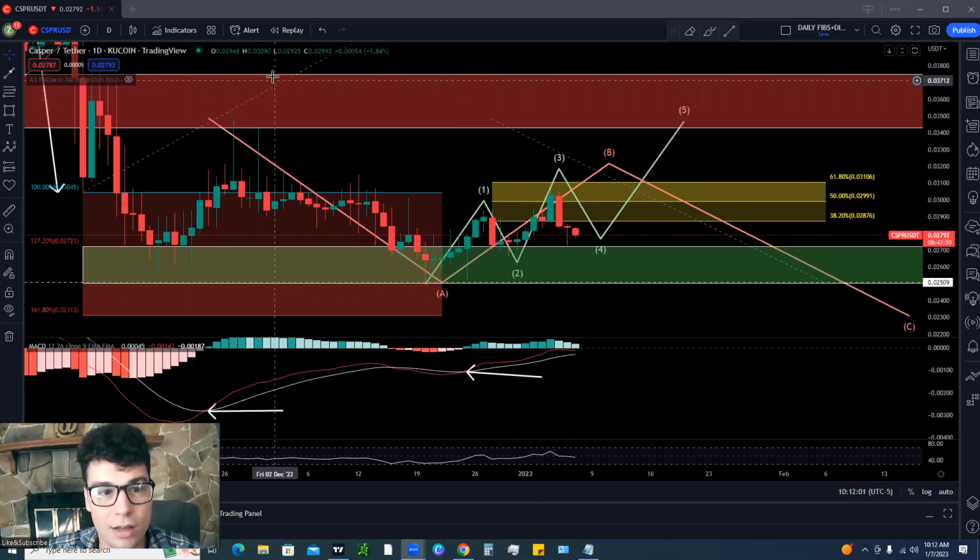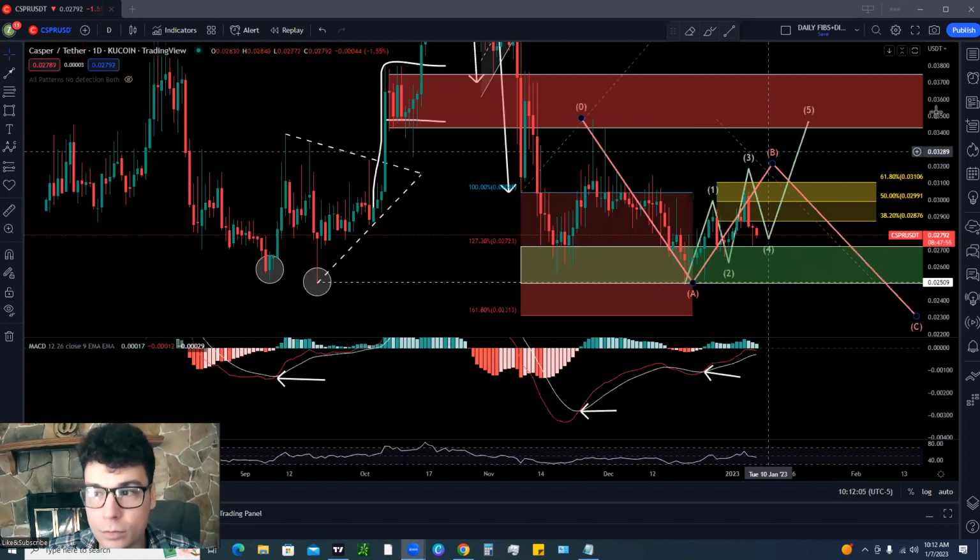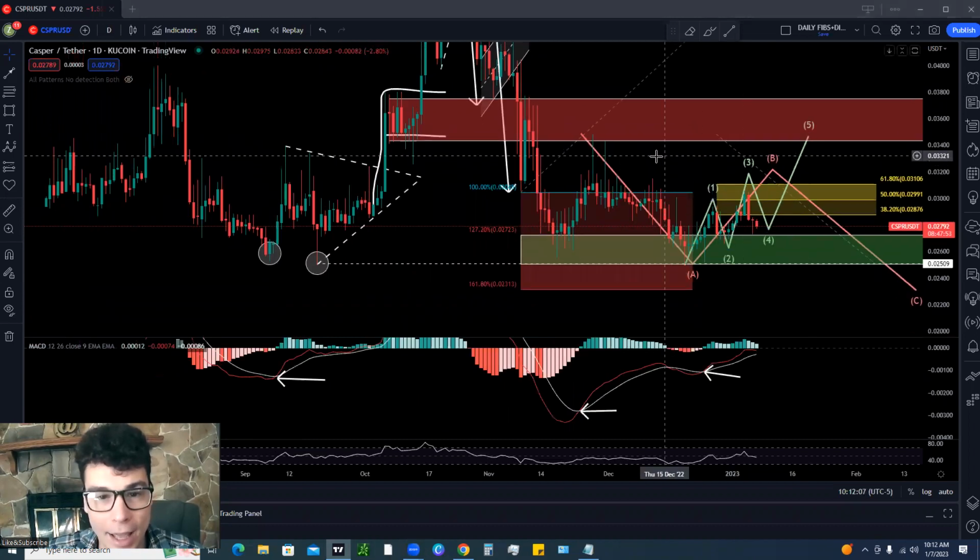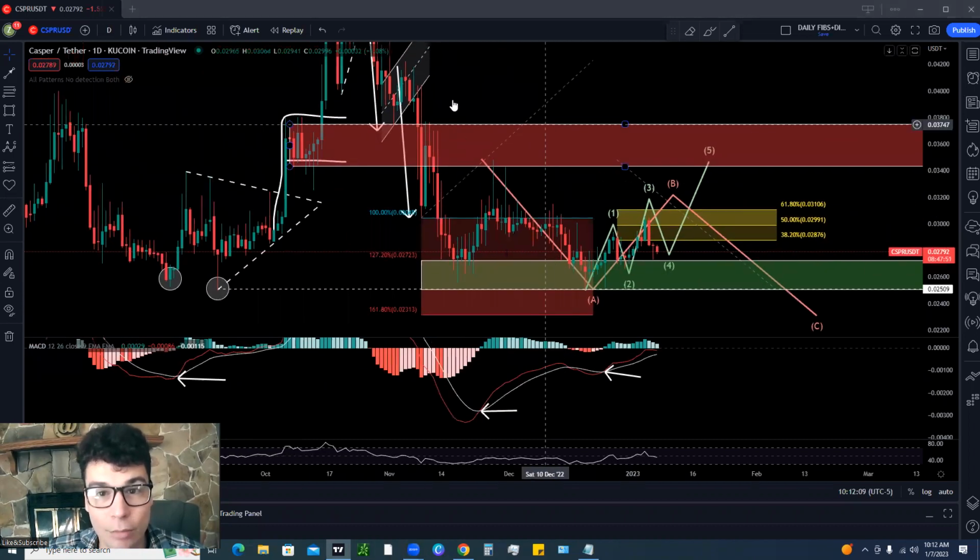A supply zone is simply an area of resistance rather than one specific line, where supply, aka sell orders, have an imbalance and they're pushing the price of this token lower. So we can see over here, we consolidated in this range and it turned into a demand zone, pushed price higher. But over here, the demand that we had wasn't there anymore. And now there's an imbalance of supply.